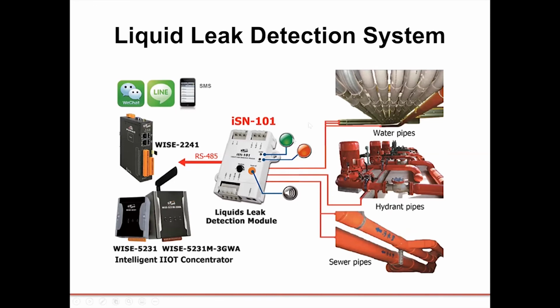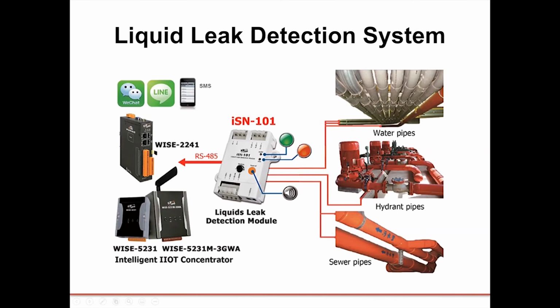The way it works is that you run a detection line along your water pipes or your hydrant pipe, sewer pipe, anywhere you may expect a leak, and that sensor line can be up to 500 meters long. A current runs through the line, so if the line comes into contact with moisture and the current is interrupted, that's what triggers the alarm.